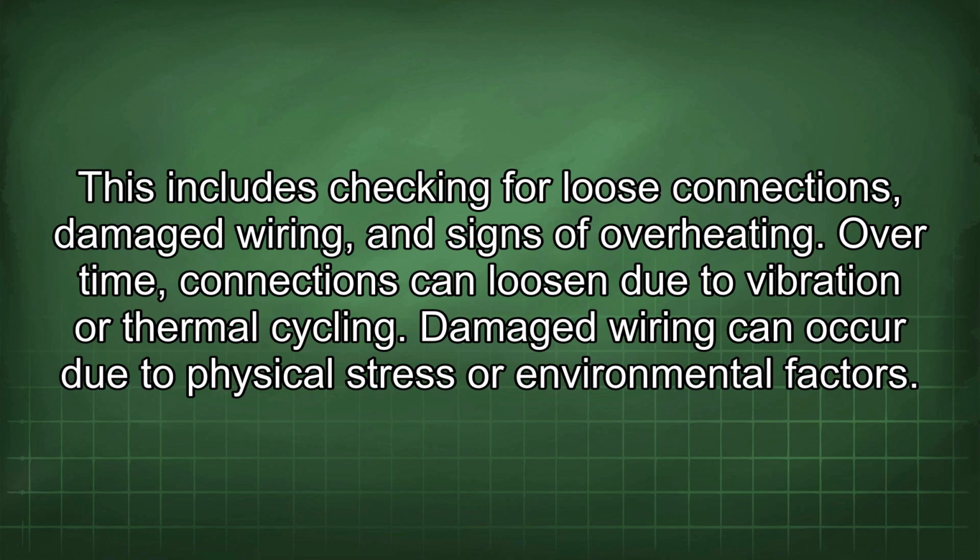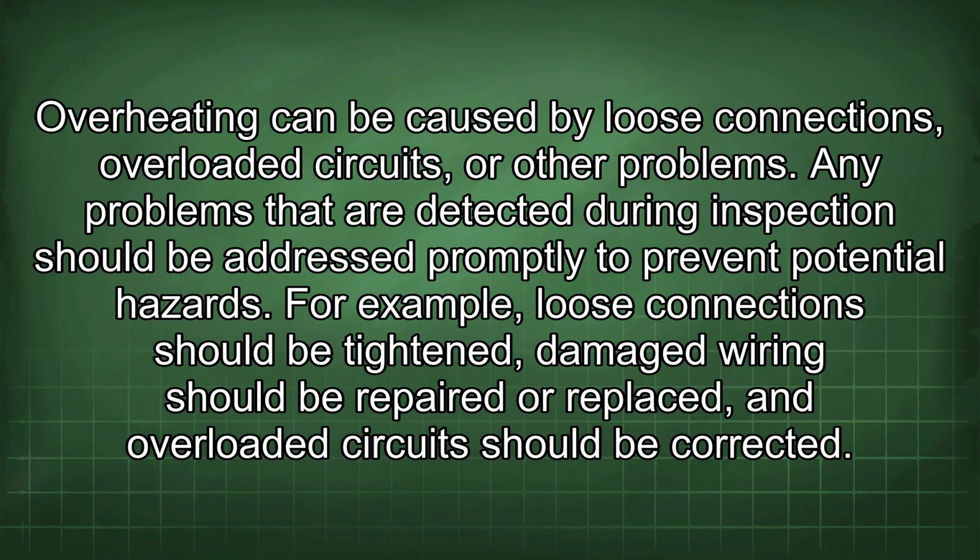Over time, connections can loosen due to vibration or thermal cycling. Damaged wiring can occur due to physical stress or environmental factors. Overheating can be caused by loose connections, overloaded circuits, or other problems. Any problems that are detected during inspection should be addressed promptly to prevent potential hazards. For example, loose connections should be tightened, damaged wiring should be repaired or replaced, and overloaded circuits should be corrected.